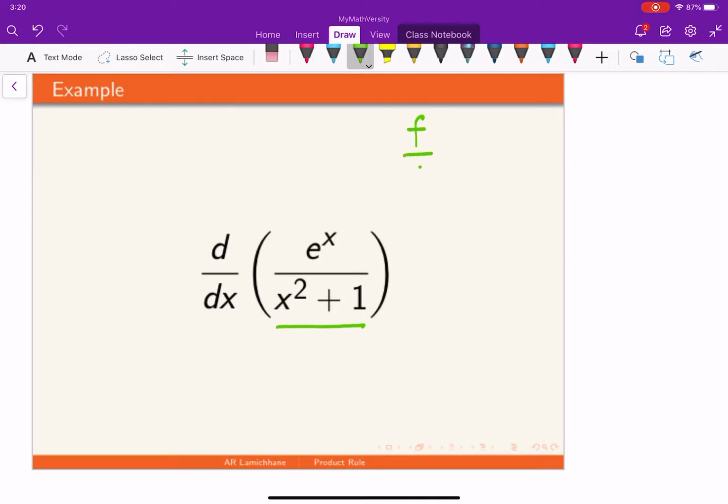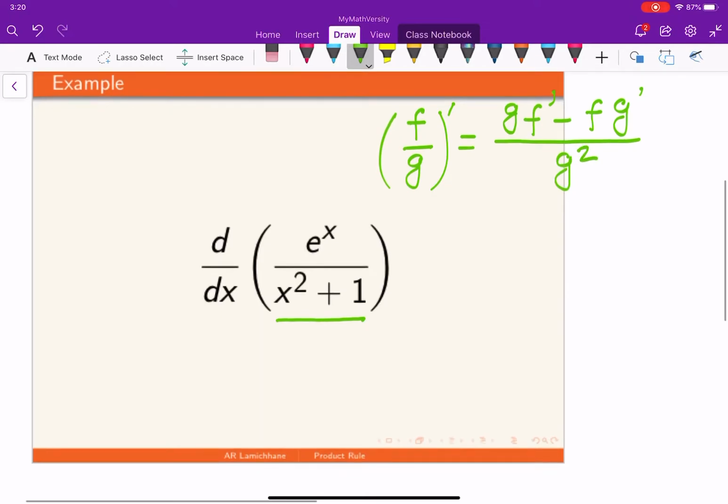If we have f over g, then the derivative of this function can be figured out by writing down the function of the bottom as it is, multiplied by the derivative of the top, minus the function of the top as it is, multiplied by the derivative of the bottom, and whatever expression we get, everything underneath that will be the square of the bottom, right? So this is the quotient rule, and then we want to use that rule.